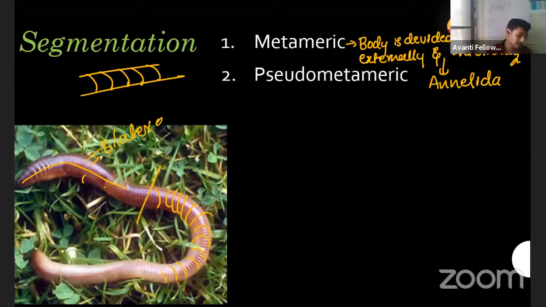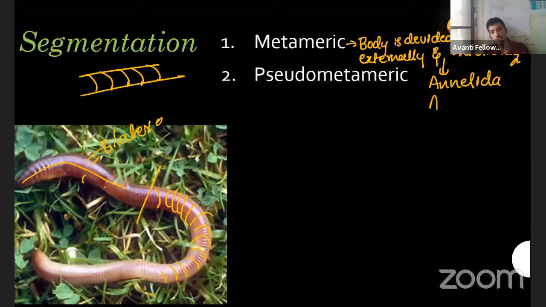Yes, segmentation is not helping. These are not helping in any means, but they actually help the body to develop into something else. So these are like evolutionary forms, we can say. So annelids, it's exactly correct.